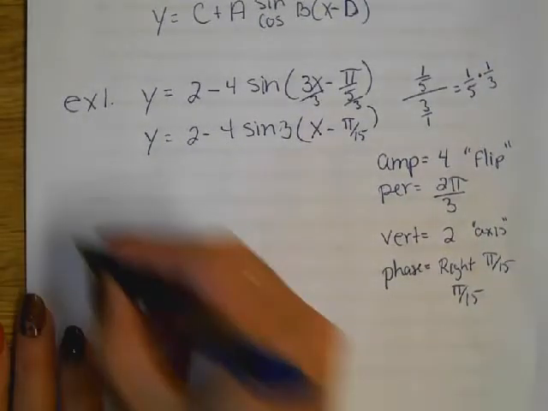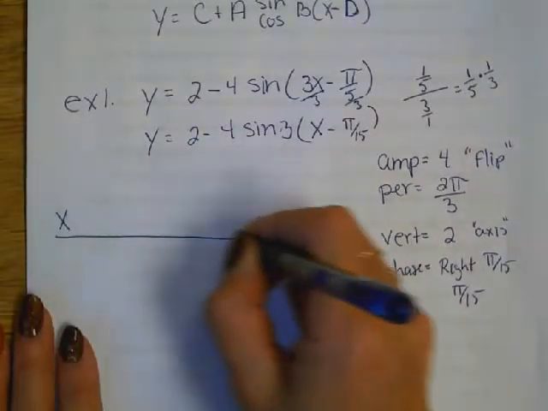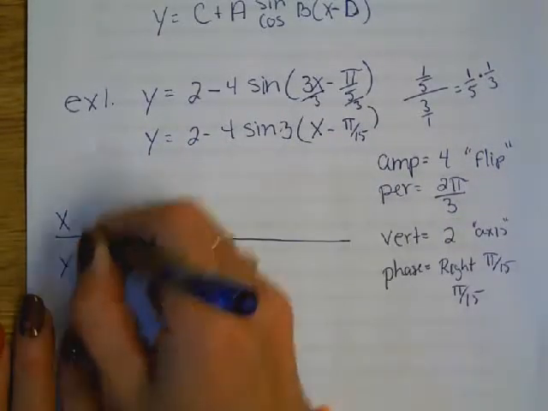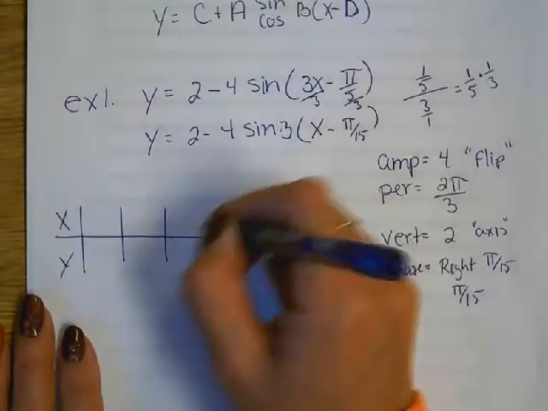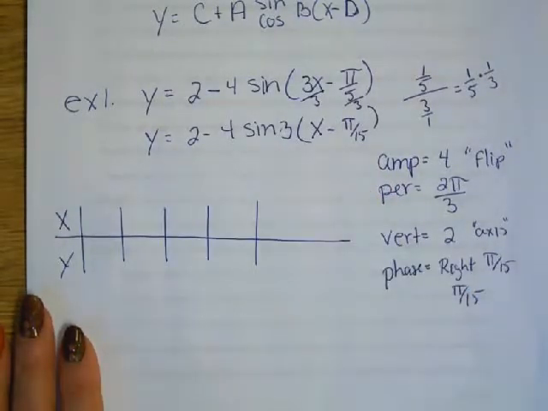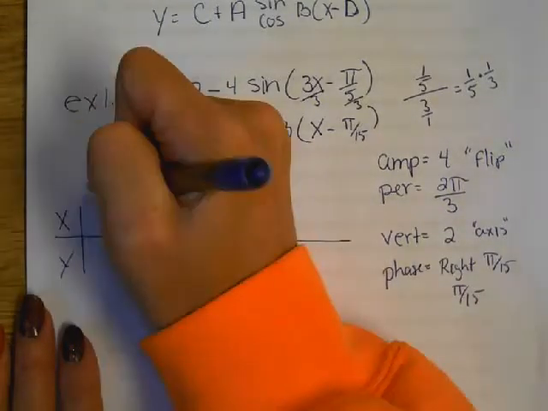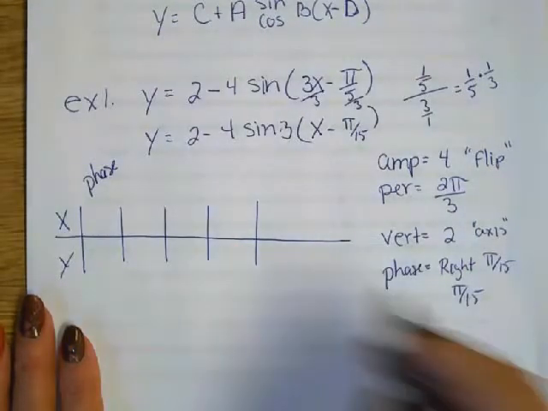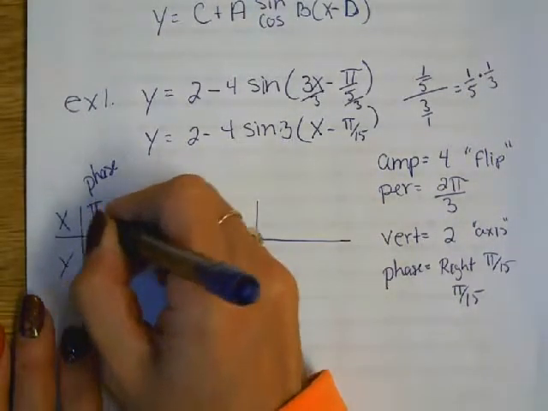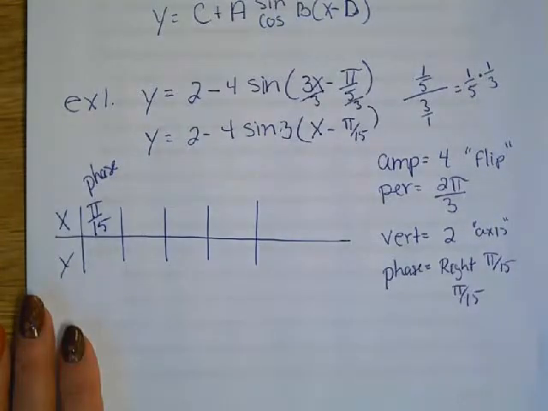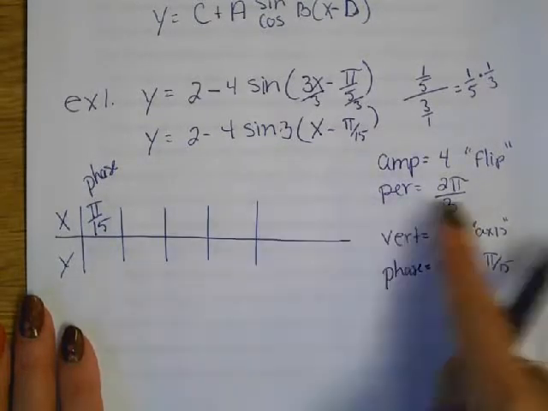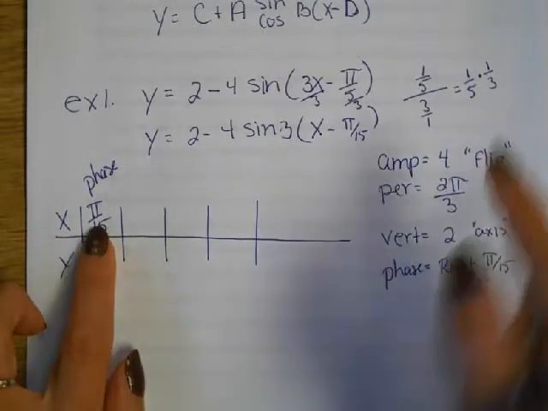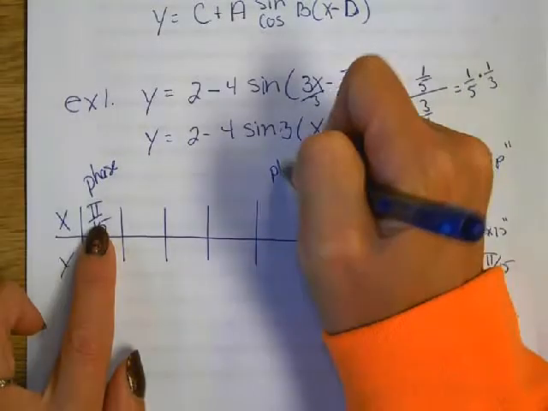Now we start. So the x's are the same thing as yesterday. We always start at the phase. So we're starting at a positive pi over 15. To find the ending value, you've got to add a period length on to where you're starting. So we'll do phase plus period down here.